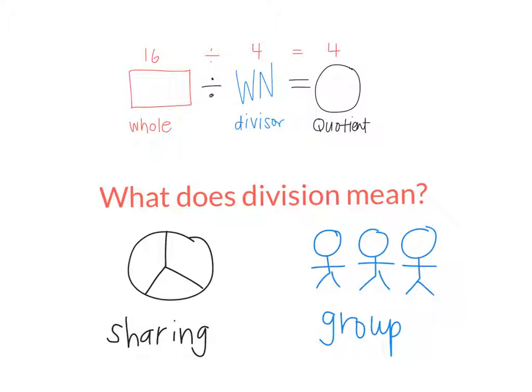One is when we want to share things equally, and the other one is when we want to put things into equal groups. Okay? I'm going to tell you right now, a lot of times the sharing one is what comes naturally to people. When you think about division, you're like, oh yeah, I have to share things equally. The grouping one, you've encountered before, but it's not as obvious to you. So I'm always going to point out to you if it's sharing or grouping.